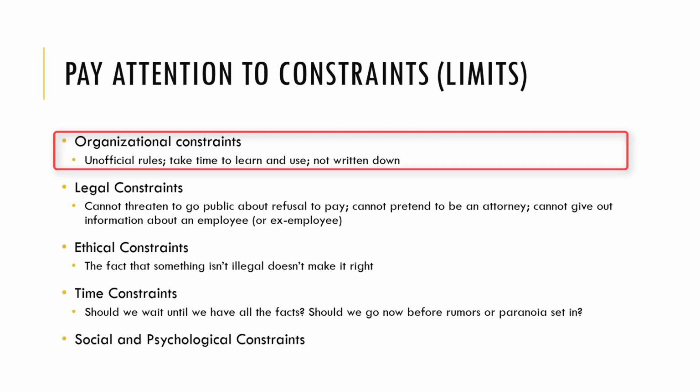Organizational constraints are those unofficial rules. They're not written down anywhere. You just have to learn them as you get into the organization. The strategy here is pay attention. Pay attention to what kinds of things are normal in your organization, what kinds of things work well.